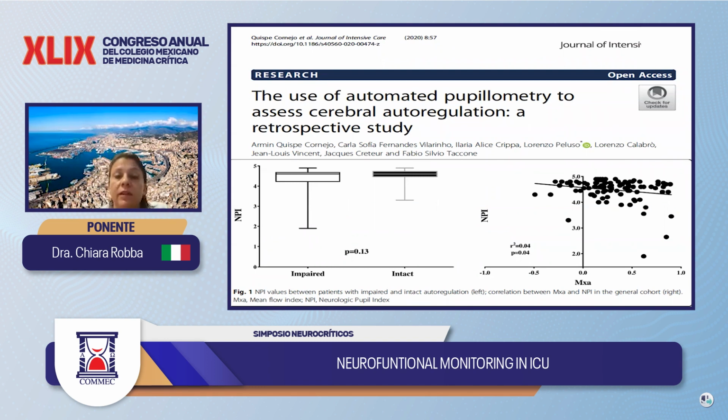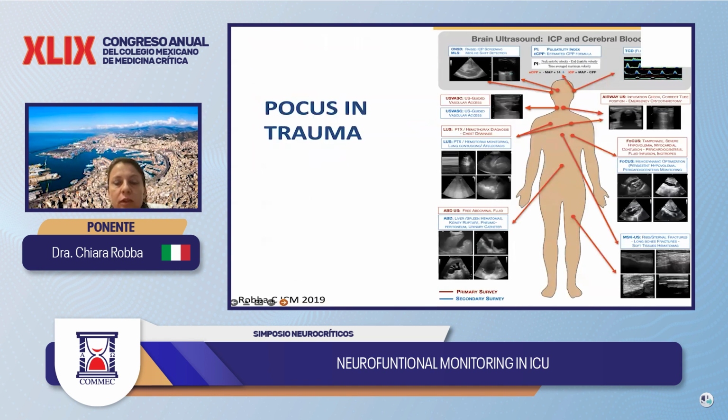So one example is pupillometry. This is a retrospective study which was done by the group of Fabio Taccone, and as you can see here, there is a not very strong, because the sample size was small, but there is anyway a correlation between the values of the NPi from the pupillometer and the value of Mx, which is the index of autoregulation. So the pupillometer is a very easy tool which can be used at the bedside, and actually this study demonstrated that it can give us an idea of impaired or intact autoregulation in these patients.